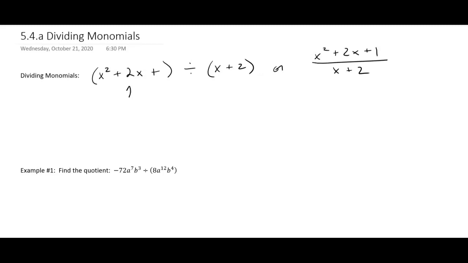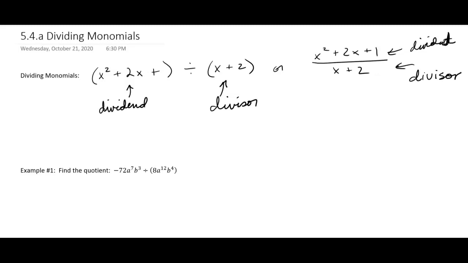In a division problem, this is called the dividend, and this is called the divisor. Well, that's not how you spell divisor. Up here, this is the dividend, and this is the divisor. So when we go to work with these, it's important to know which one you're dividing into which.